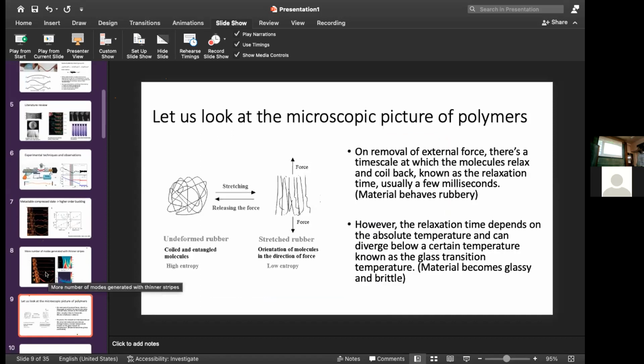So what is happening at the micro scale in the rubber? Rubber is like a soft system, all polymers are soft here. I have control over all these parameters: the width, the thickness.